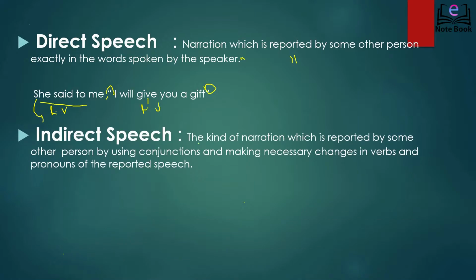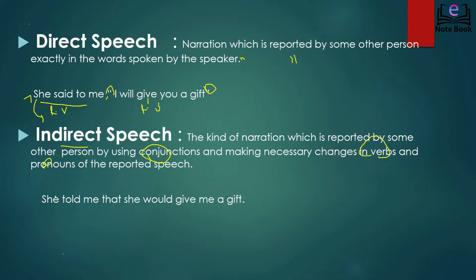But what is indirect speech? The kind of narration which is reported by some other person using conjunctions, making necessary changes in the verbs and pronouns of the reported speech, is known as indirect speech. For example, here is the indirect form of this sentence. She told me that she would give me a gift.